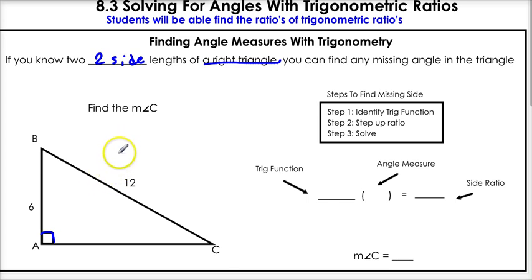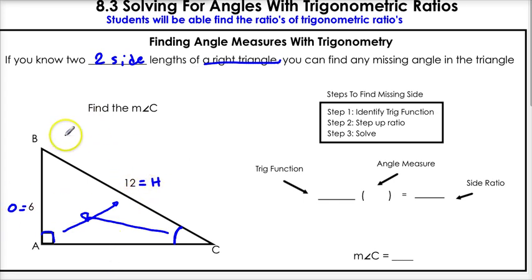For example, if you want to find the measure of angle C, we want to find this angle measure. What you're going to do is the same thing we did in the last lesson. We're going to label our sides first. So first, I'm going to label my opposite side. I go across, and I find out that 6 is my opposite side. Then I know across from the 90-degree angle is 12, so that must be my hypotenuse. And there's no adjacent. So I have opposite and hypotenuse.